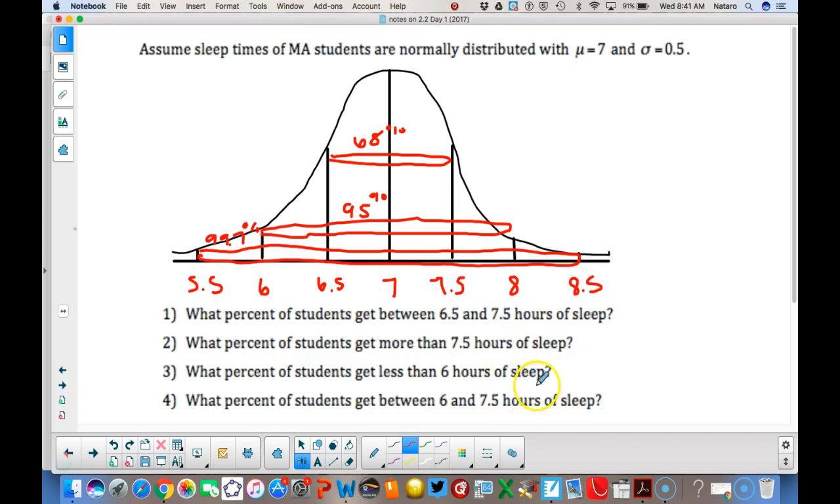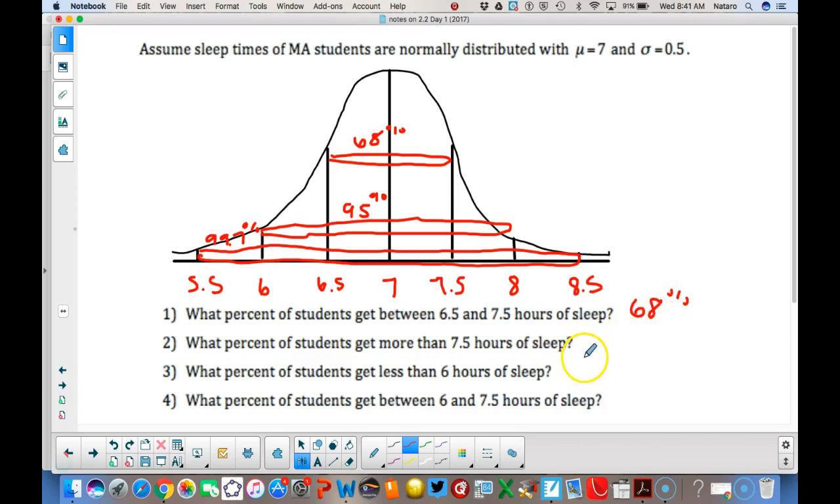So let's take a look at these few questions related to our distribution. Question 1 is, what percent of students get between 6.5 and 7.5 hours of sleep? Well, since that's 1 standard deviation to the left and right of the mean, I know the answer to this is 68%.